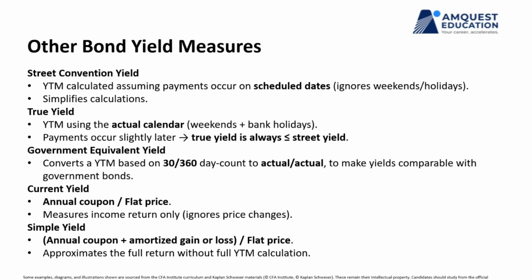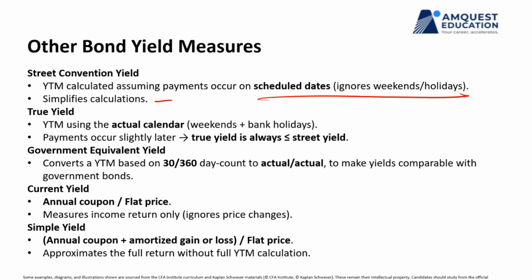Now, what are the other measures that you can use to estimate bond yields, right? It's not only that we are going to calculate effective annual rates and that is the only number that we are going to worry about when we are doing bond yield calculations. There are different ways to represent it. For example, there is street convention. Now, when we say street convention, YTM is calculated assuming payments occur on scheduled dates and ignores weekends and holidays, right? And this therefore simplifies calculation. That's the convention. That is generally what we all work with.